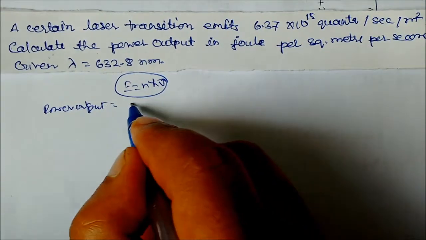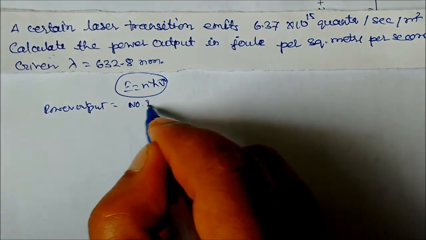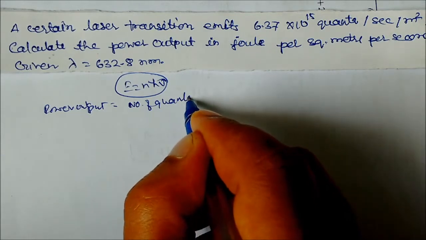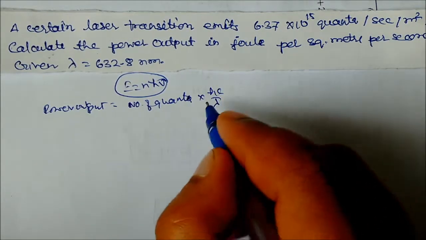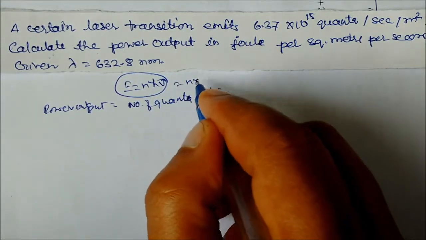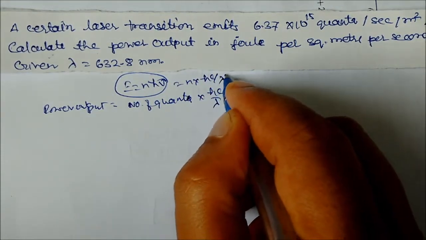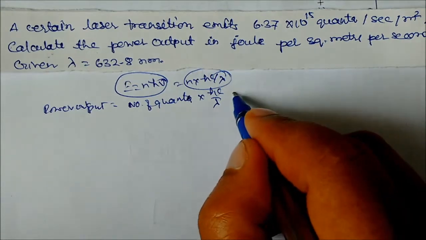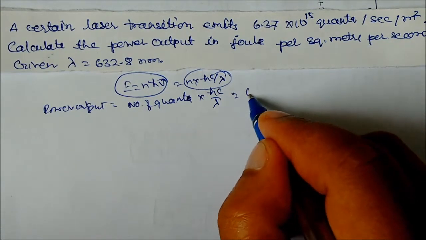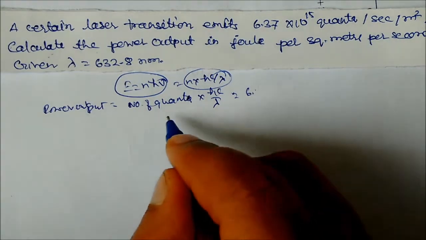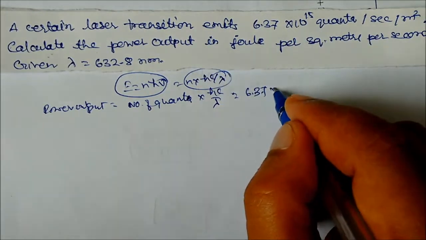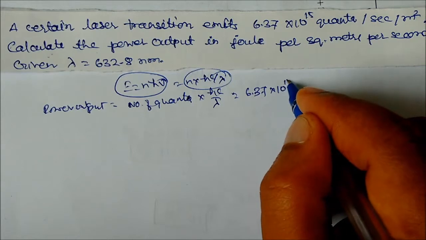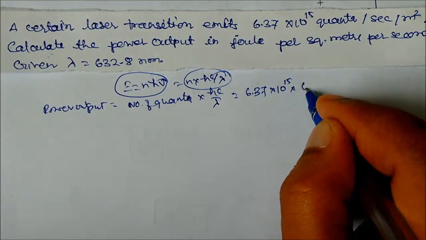This will be your total number of quanta multiplied by hc upon lambda. So hc upon lambda is nothing but h into c upon lambda. So this is the value, and we will put the values here. The number of quanta is 6.37, this is the total number of quanta, released per second.